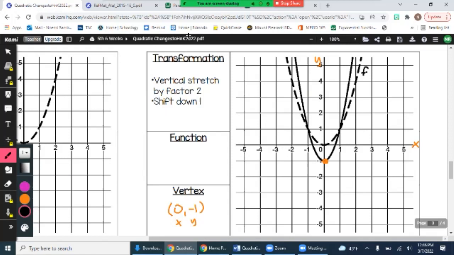Our dotted line is f of x. Notice how both of my lines are on the inside of the dotted. That means it got skinnier. So if it gets skinnier, that means there is what kind of change? An increase in A, a vertical stretch in A. So A equals 2. It changed from a 1 to a 2. What else happened to the vertex? It shifted down, and the shift comes from what variable? K. And if it goes down 1, that means that K is what? -1.